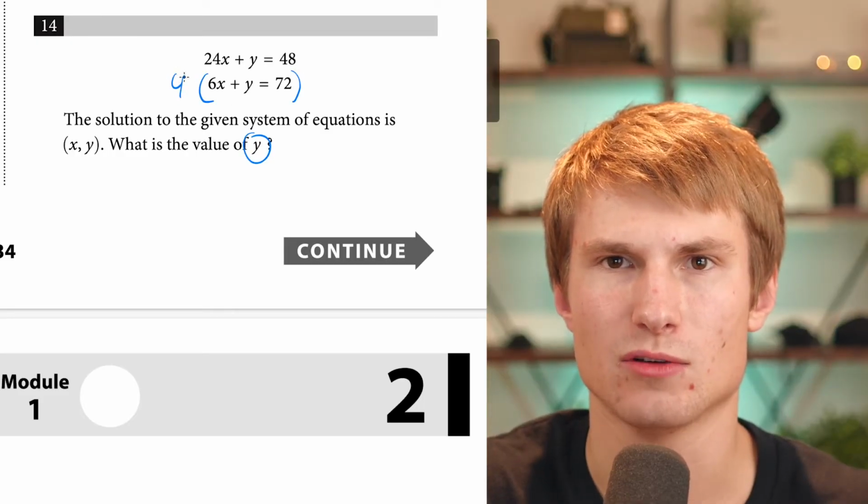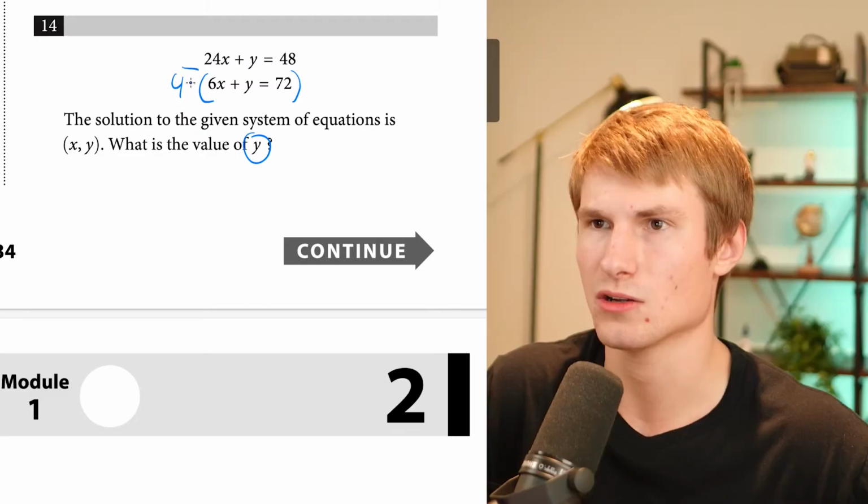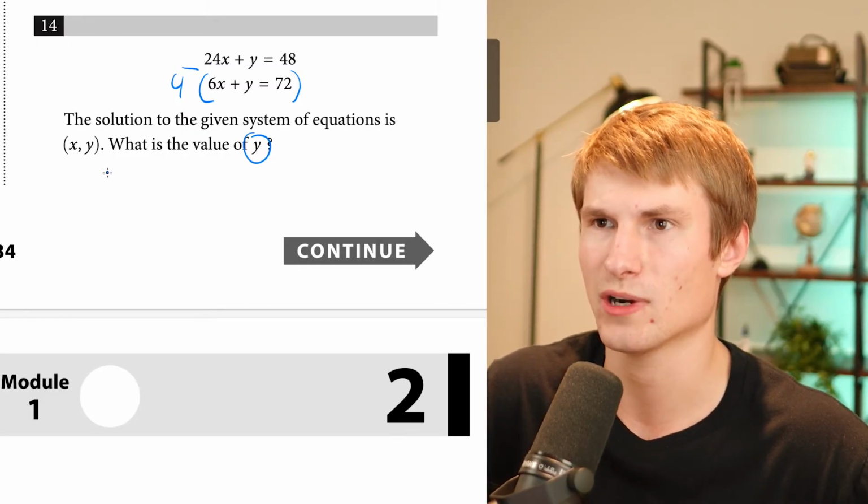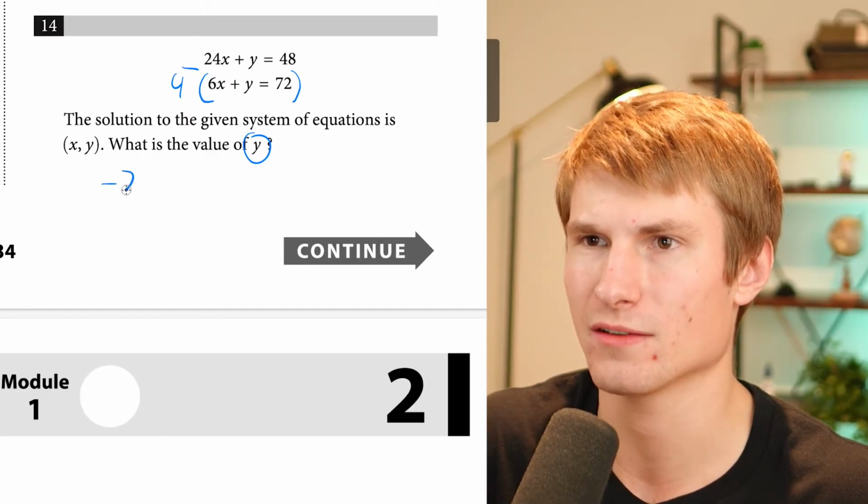I've got 6x, so I'll multiply that by 4. That'll give me 24x. I'll do minus then. So 24x minus 24x gets rid of x. Then we have y minus 4y gives us -3y.